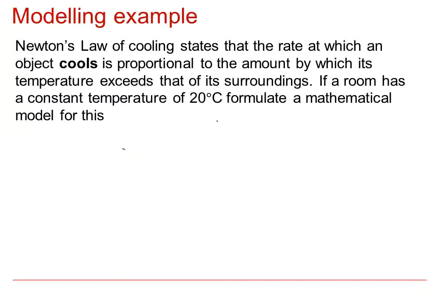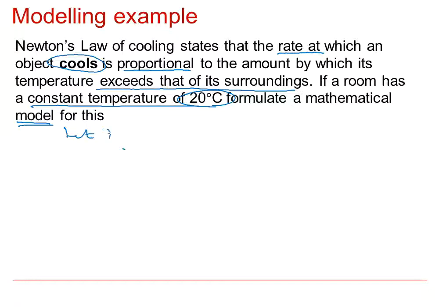So in this modelling example, we're going to look at Newton's law of cooling, which states that the rate at which an object is cooling is proportional to the amount by which its temperature exceeds the surrounding temperature. If the room has a constant temperature of 20 degrees Celsius, can we formulate a mathematical model to represent this information? So the first thing we need to do is to define the temperature of the object.